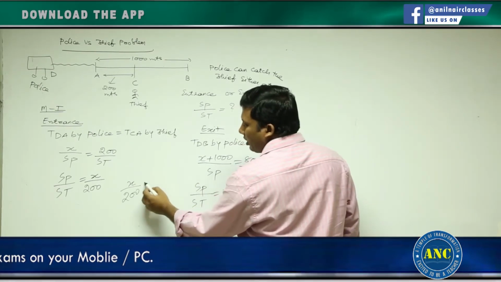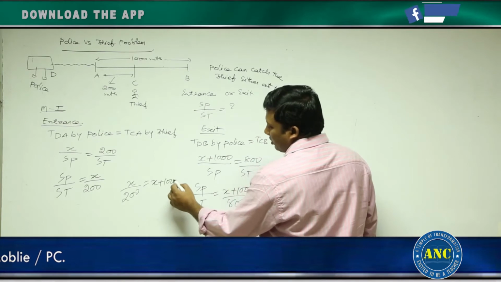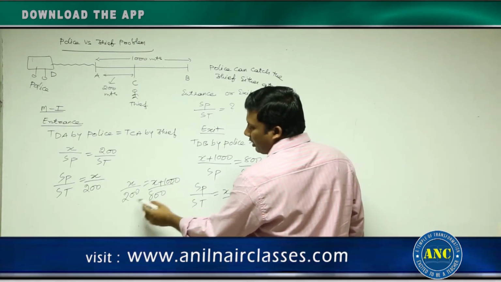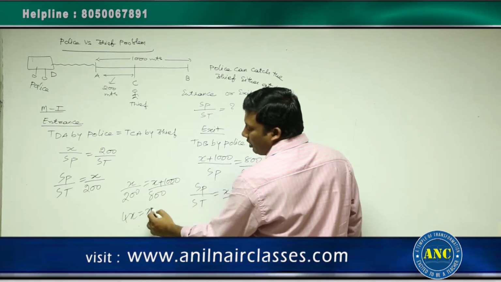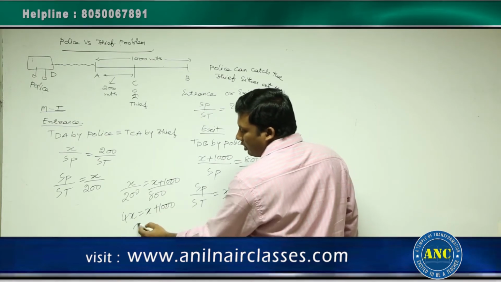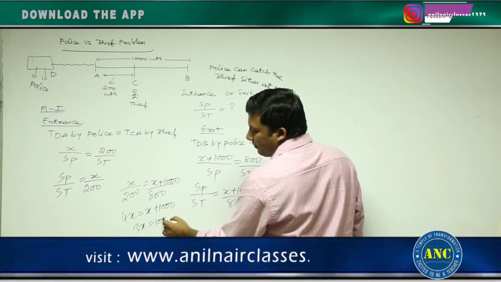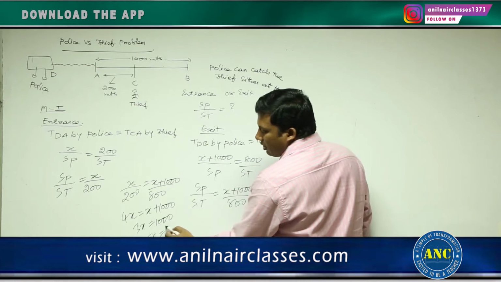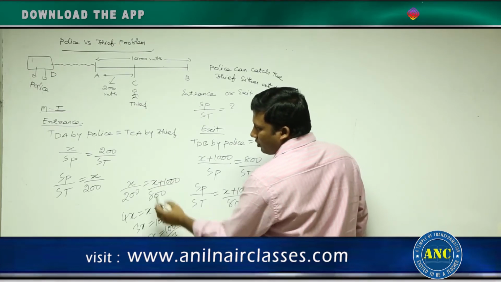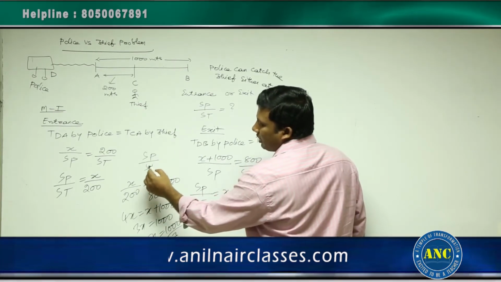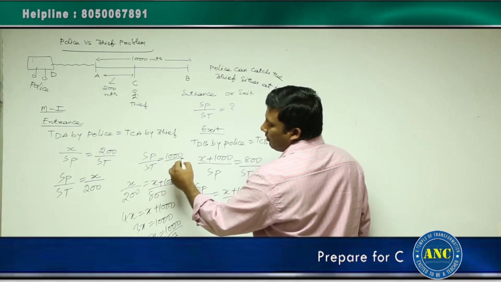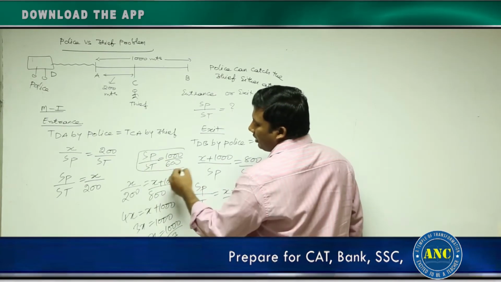Equate both of them, you will get the answer. X by 200 is equivalent to X plus 1000 divided by 800. 4x is equivalent to X plus 1000. 3x is equivalent to 1000, so X is 1000 by 3. So the answer SP by ST is 1000 by 3 by 200, which is 5 by 3.